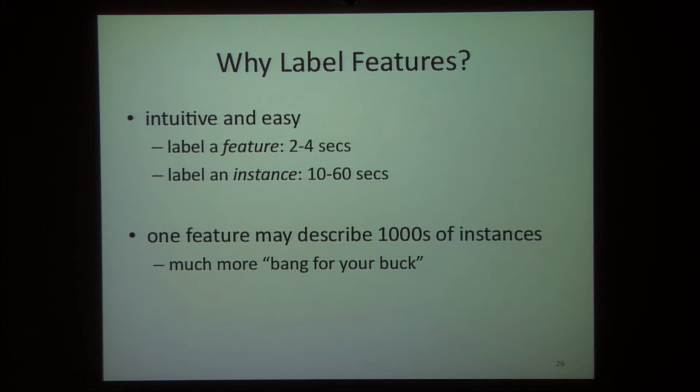So why do we even want to label features? Well, one reason is that in practice and user studies, it's a lot easier for people to do. If presented with a feature and asked to give a label for this feature, it often takes them just 2 to 4 seconds, whereas annotating a full instance can take anywhere from 10 seconds to a minute or more, depending on the domain. And also, labeling one feature can describe thousands of instances. Every time you see that feature, you're projecting some kind of information onto that word. So you get a lot more bang for your buck. Whereas if you label an instance, you only get information for that one instance.